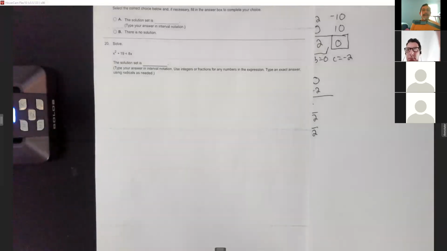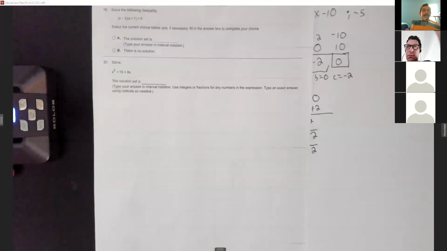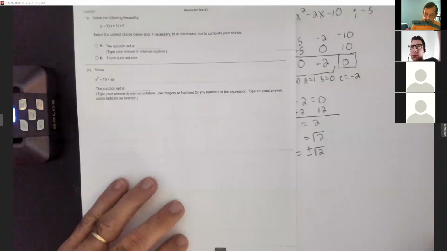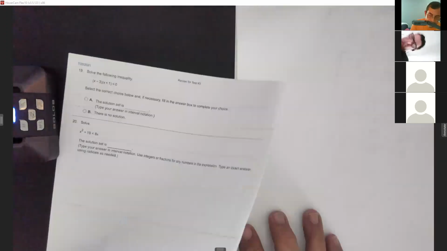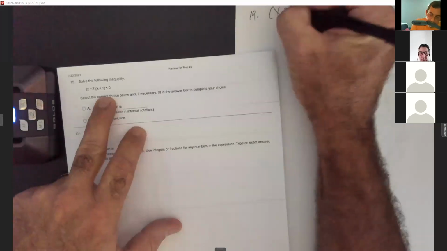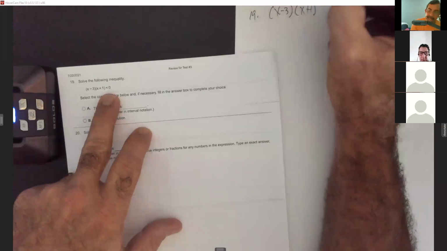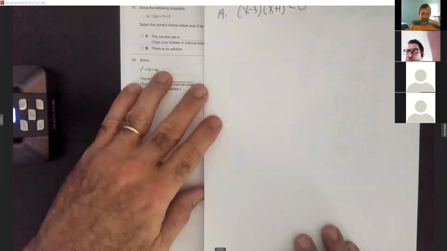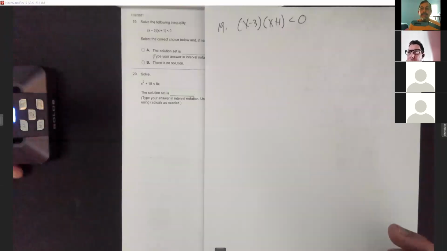All right, let's see what they got me doing here. I need to scoot back up. Solve the following inequality. So on this one, this is where I made a number line and I had to pick a test point. So I'm going to write that on another piece of paper real quick. So I got number 19: x minus 3 times x plus 1 is less than 0. So let's solve that, and then we'll put this answer in interval notation.